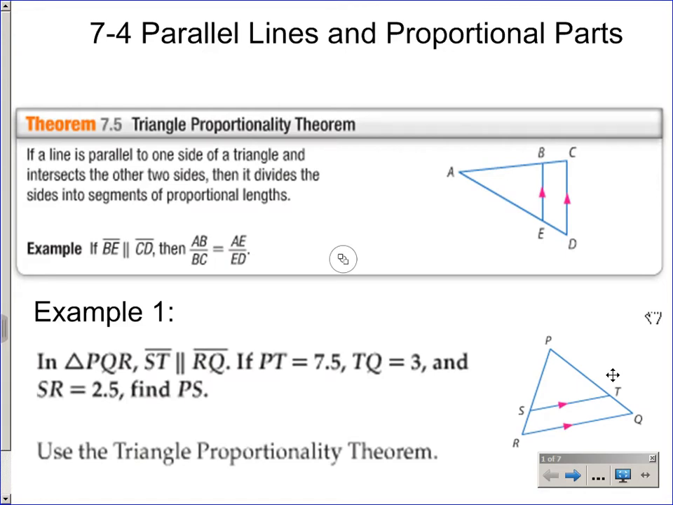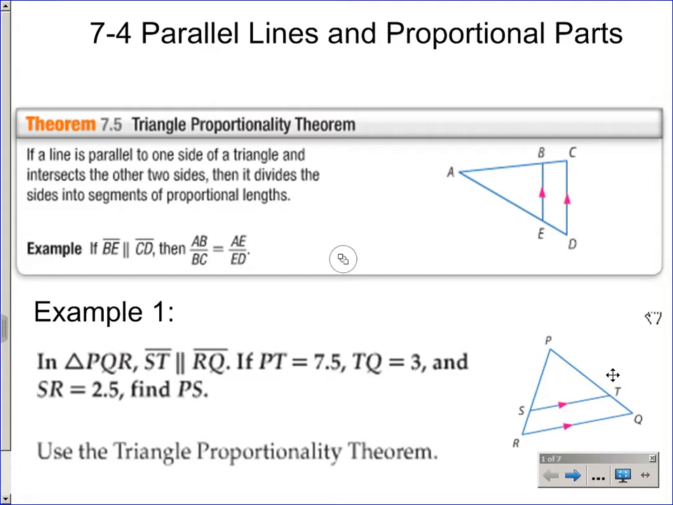Hi folks, now we're in section 7.4, parallel and proportional parts. And we're going to be learning some theorems. The first one is the triangle proportionality theorem. If a line is parallel to one side of a triangle and intersects the other two sides, then it divides the sides into segments of proportional lengths.